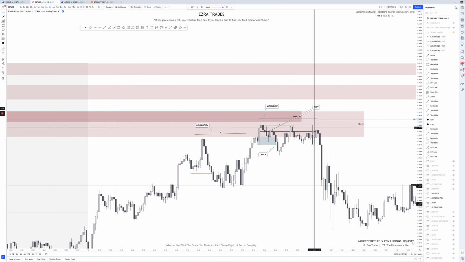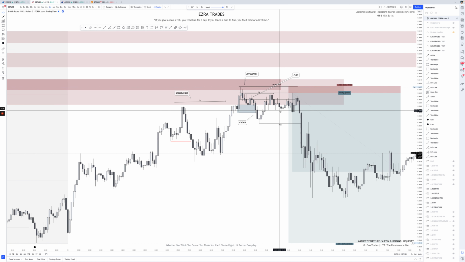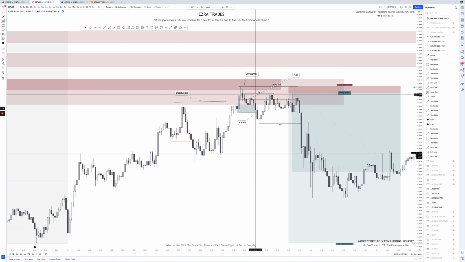Top. Price comes in, taps the 50% of the extreme right here, super clean. Entry at the 50%, right? Now you could take 25%. This is a doji candle. We'll take, let's say, the 50%, 4 pips stop loss, just covering the high a little bit.